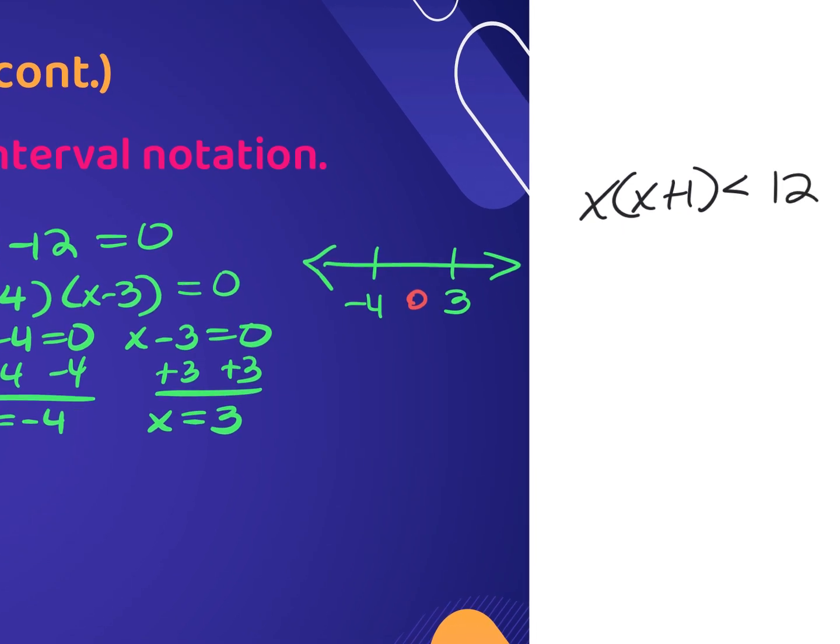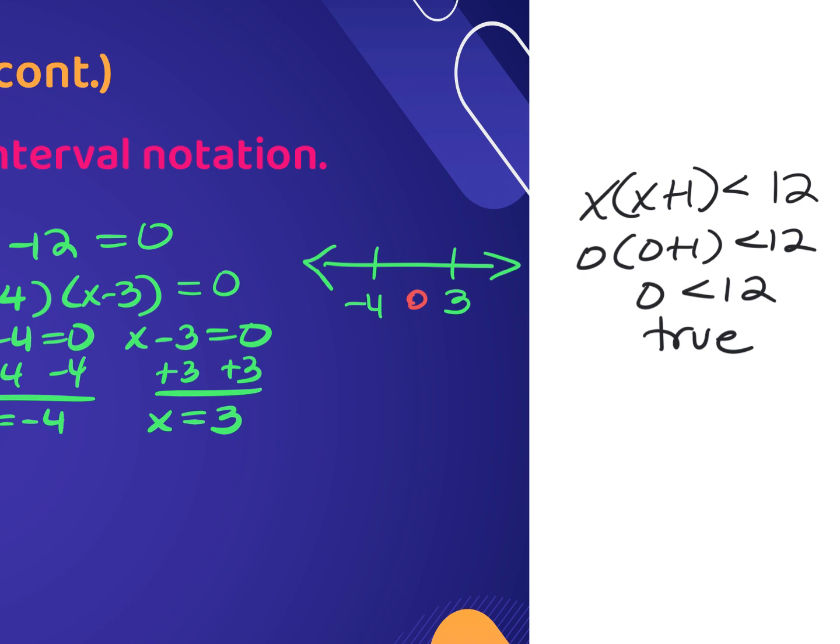When I plug in 0, 0 less than 12, and then 0 times anything is 0. 0 is less than 12. This is a true statement. So the section that has 0 gets the check mark because I got a true statement. The other two sections on either side of the check mark, they get the X's.